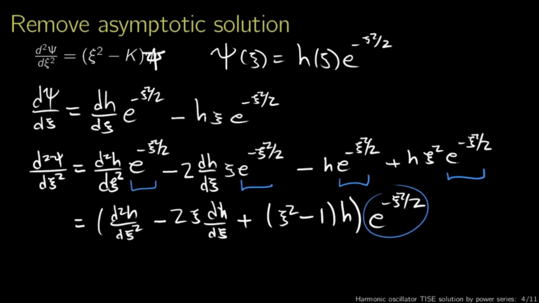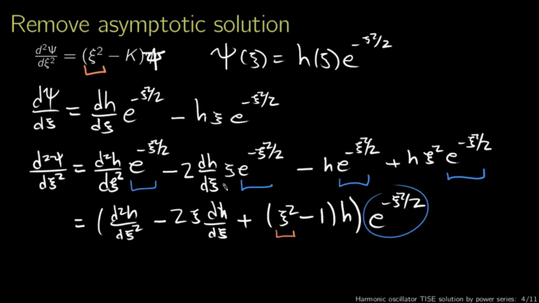Also looking at the left-hand side of the equation, you notice this xi squared h, e to the minus xi squared. If you look at the right-hand side, we have a xi squared times h e to the minus xi squared over 2 from the psi. So on the left-hand side and the right-hand side, we have this xi squared term, and these actually end up canceling each other out.